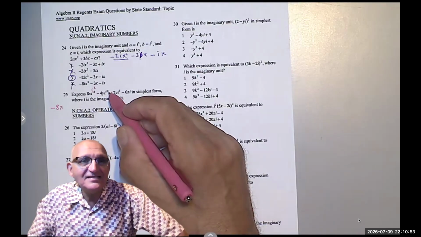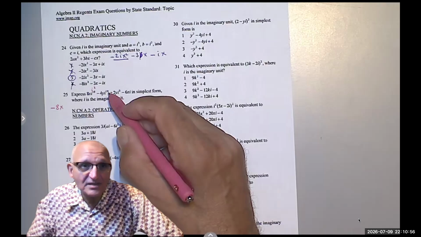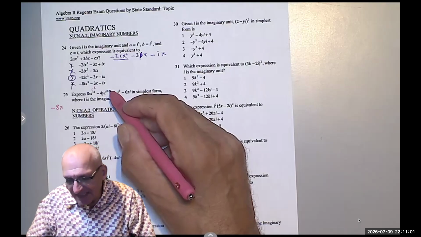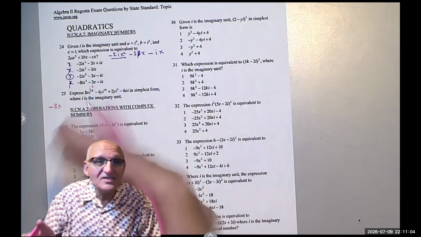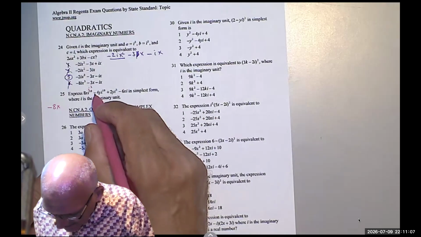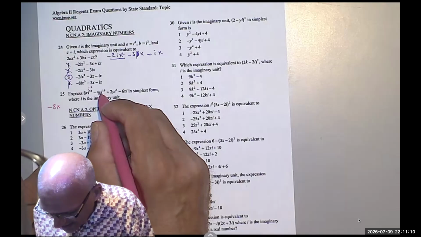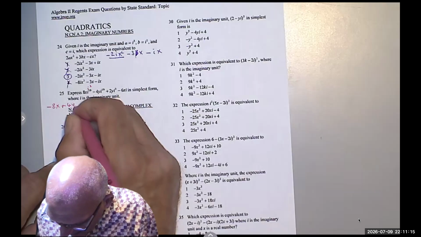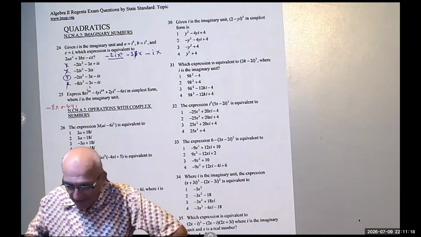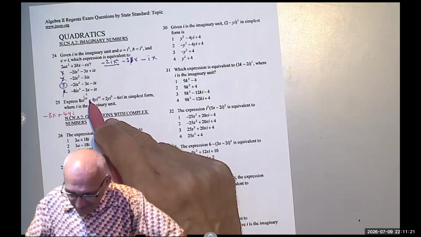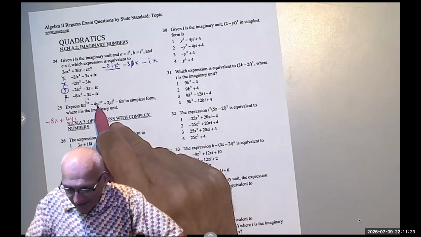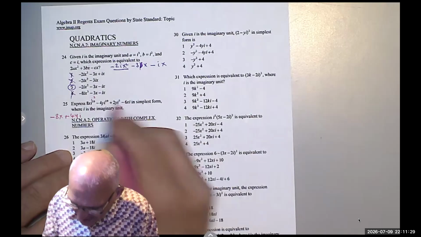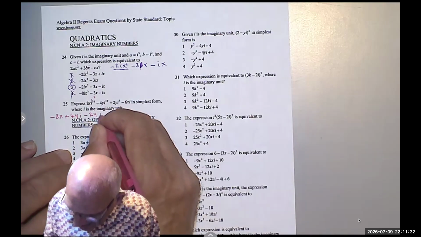Now i to the 19th. When you divide 19 by 4, you get 4 times 4 is 16, so you get a remainder of 3, meaning i cubed. But we just said here that i cubed equals negative i. So negative 4y times negative i becomes plus 4yi. i cubed is negative i. Negative times negative is positive, so I get 4yi, right?